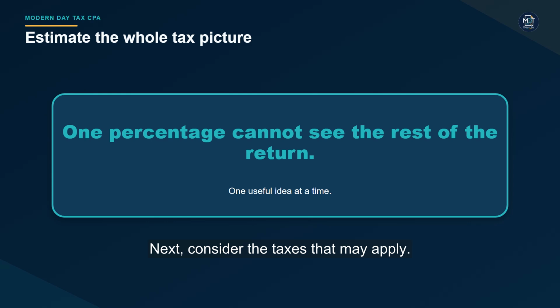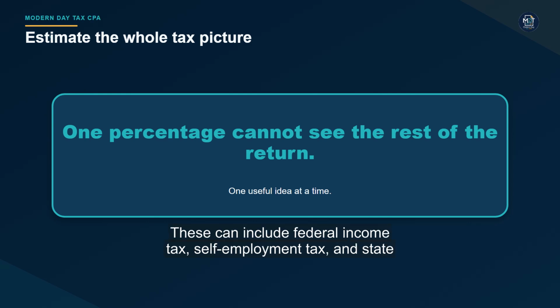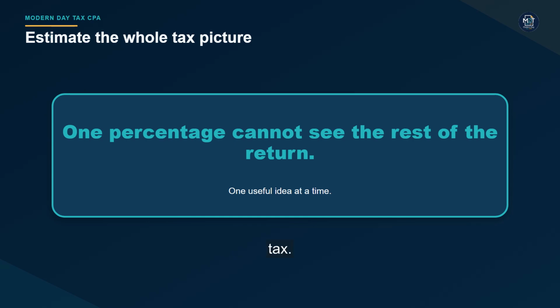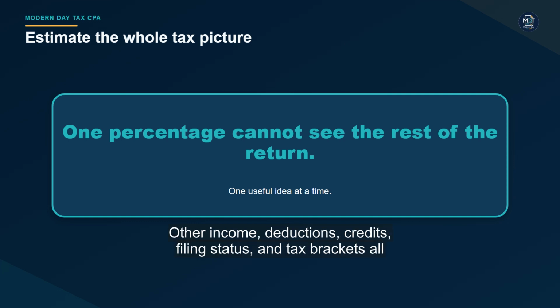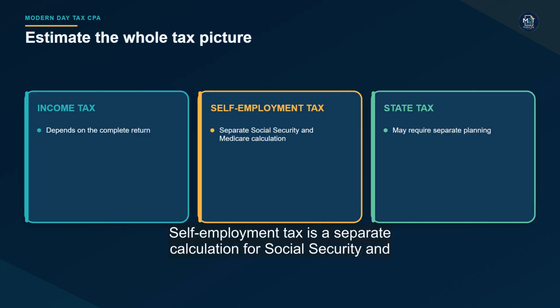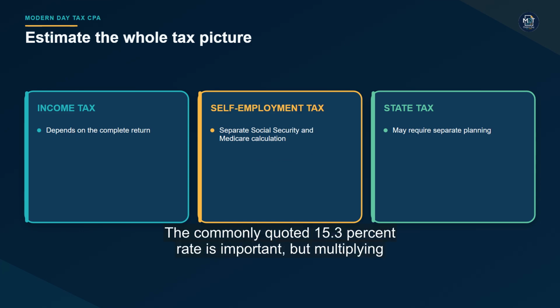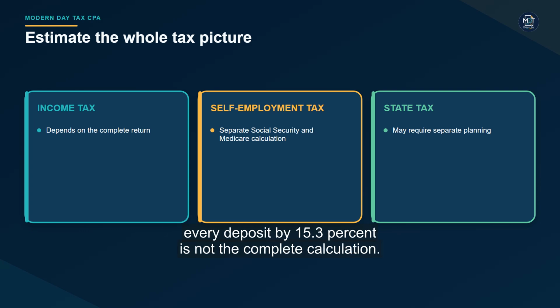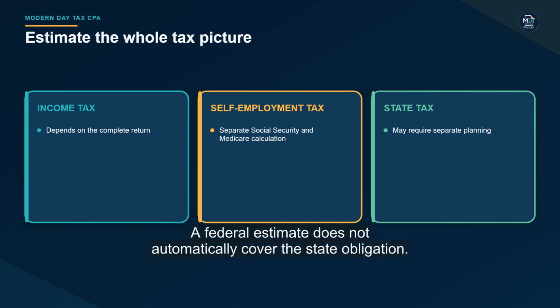Next, consider the taxes that may apply. These can include federal income tax, self-employment tax, and state tax. Federal income tax depends on the broader return. Other income, deductions, credits, your filing status, and tax brackets all affect it. Self-employment tax is a separate calculation for Social Security and Medicare taxes. The commonly quoted 15.3% rate is important, but multiplying every deposit by 15.3% is not the complete calculation. State taxes and payment rules need a separate review. A federal estimate does not automatically cover the state obligation.